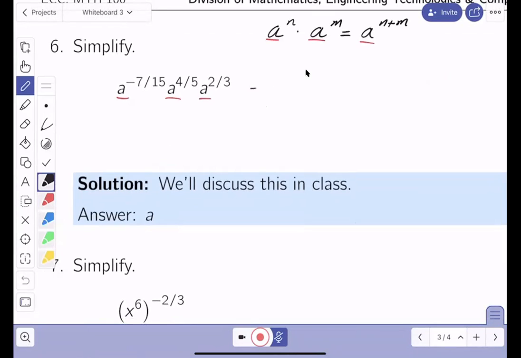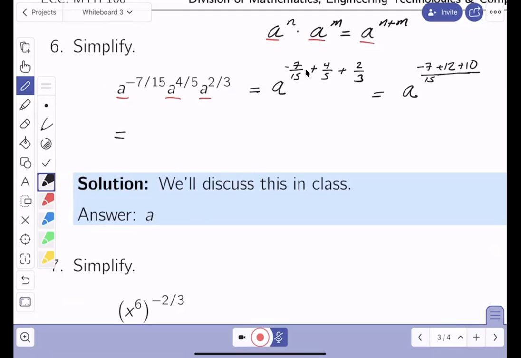Let me write that down for you. So it's going to be a, exponent minus 7/15 plus the next exponent 4/5 plus the next exponent 2/3. Well, somewhat more of a challenge, but I have to get a common denominator. That would be 15. And you would get minus 7. What times 5 would give you 15 is 3. So 3 times 4 is 12. What times 3 gives you 15? 5. And 5 times 2 is 10.